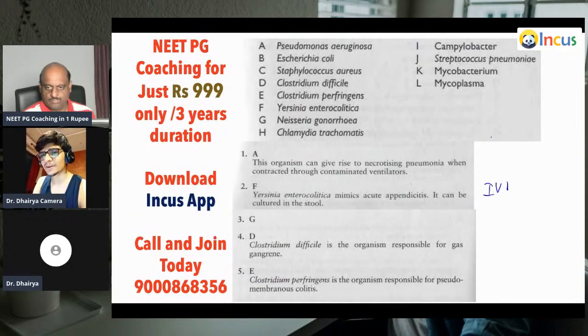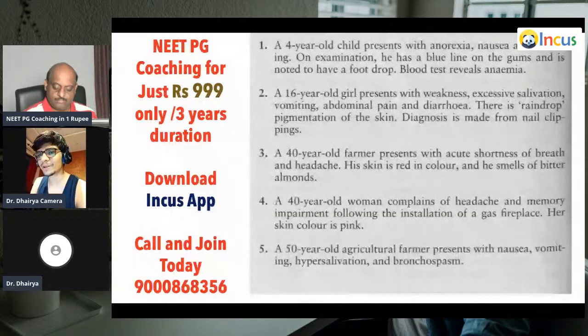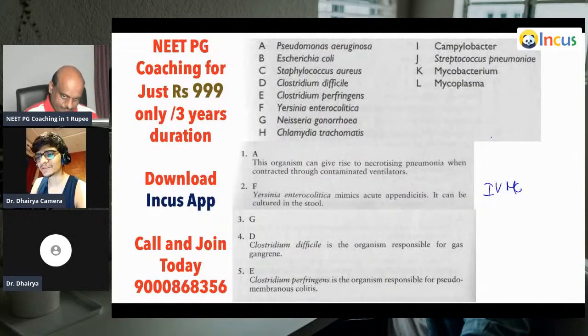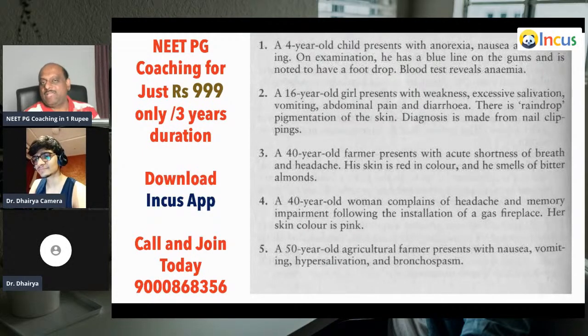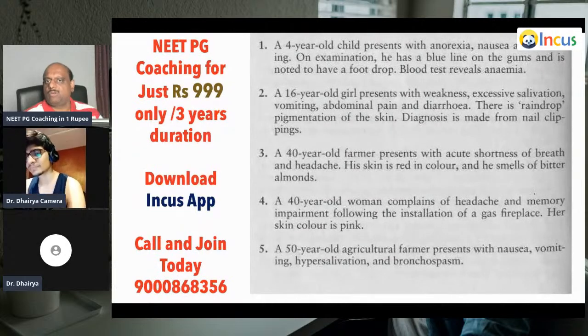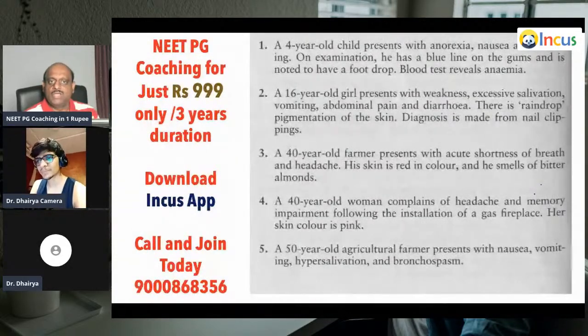Very good. Nowadays, even daptomycin is used for Clostridium difficile. Very good. Now, the last 5 cases in our OPD, doctor, before we call it a wonderful review discussion of the USMLE clinical vignette pattern, new NEET PG style questions. A 4-year-old child, these are all poisonings. A 4-year-old child presents with anorexia, nausea, vomiting, blue line on the gums, foot drop, anemia. What is your diagnosis, doc?